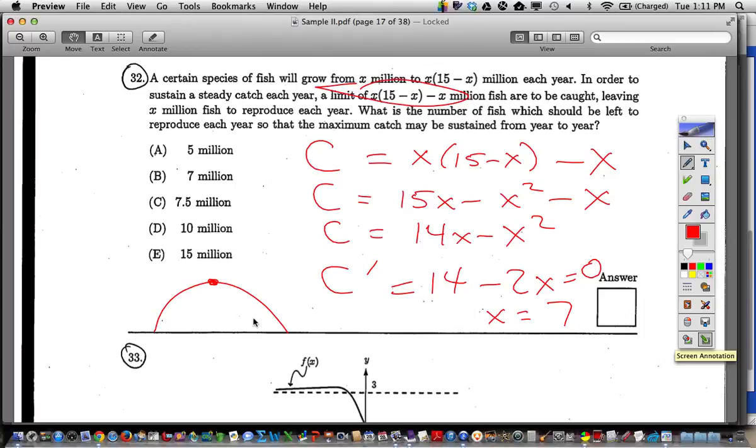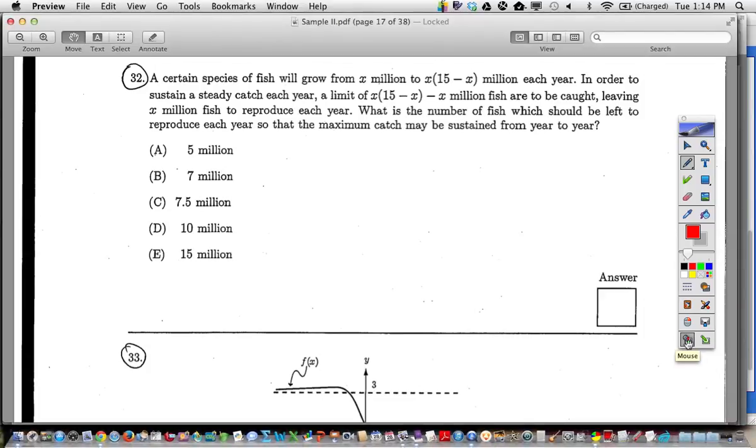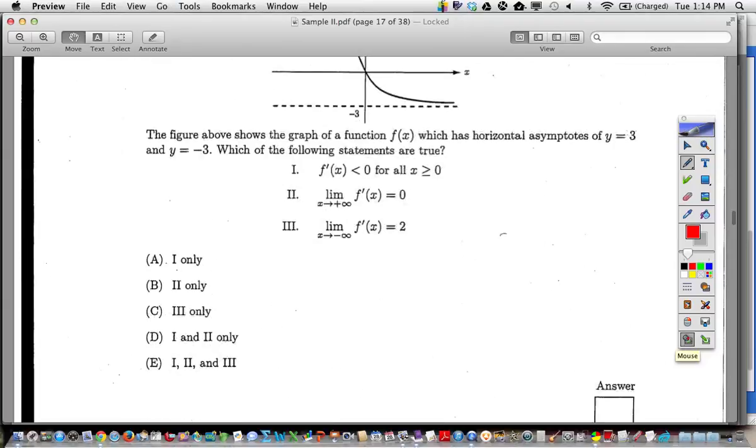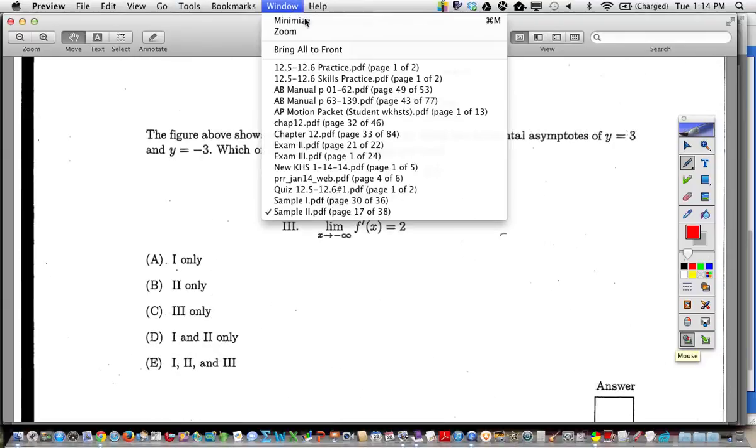All right. Anything else? Yes, Rob. Can we do 6 on the free response in the newest packet? In the newest packet, number 6.